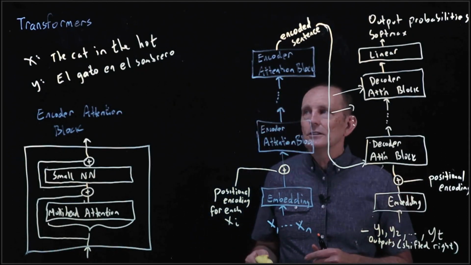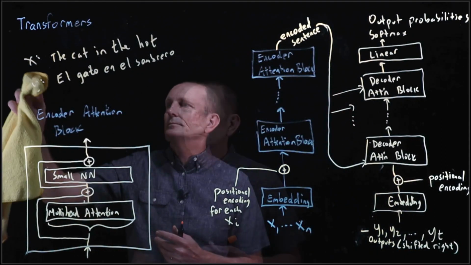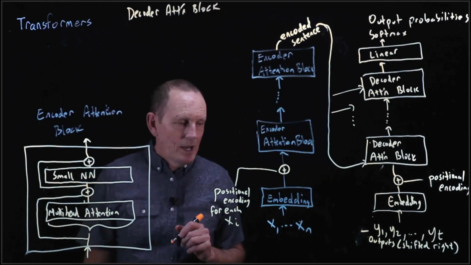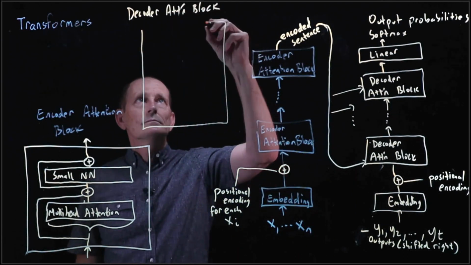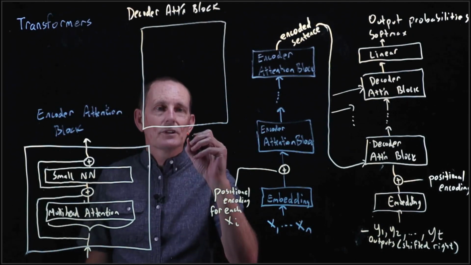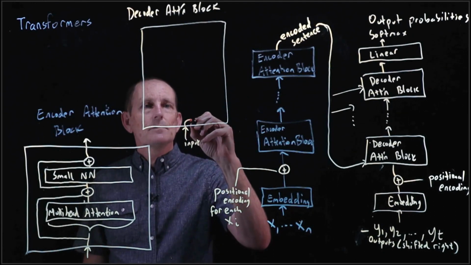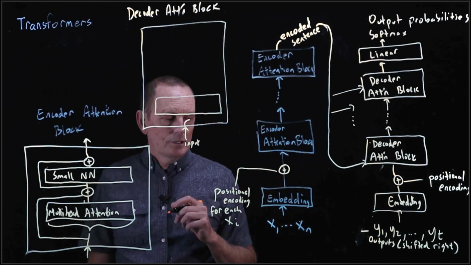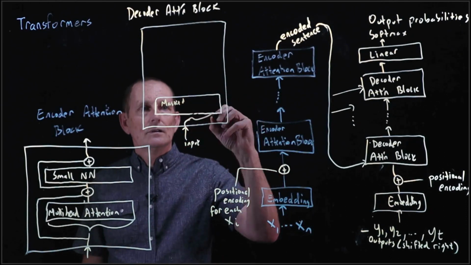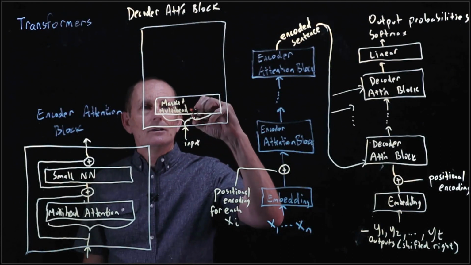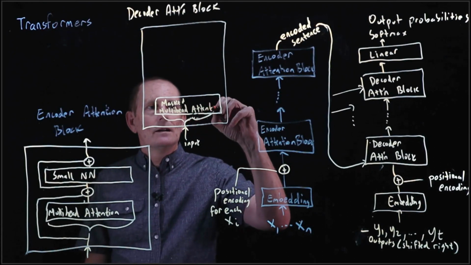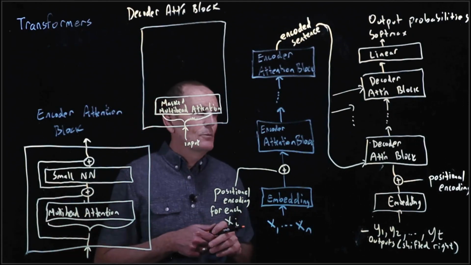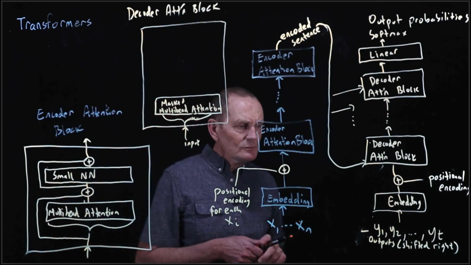Let's look at the decoder attention block in more detail. So the decoder attention block, we have input coming in. And this comes in and actually goes through masked multi-head attention. So it's like multi-head attention, but it's masked in some way. And here's why we get this masking.